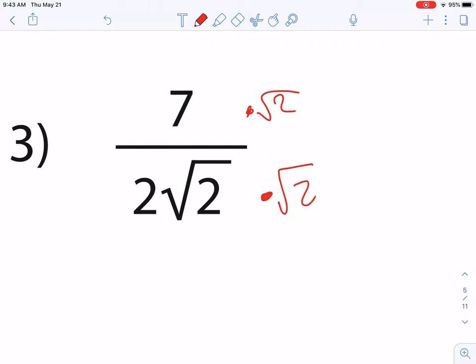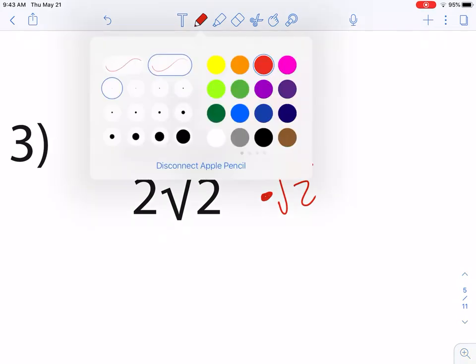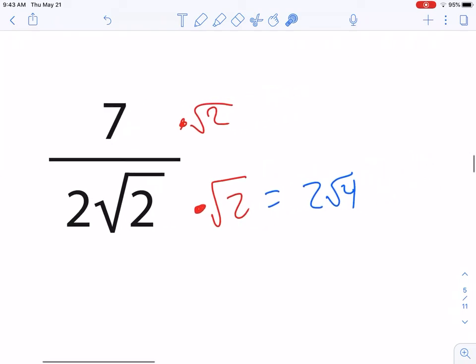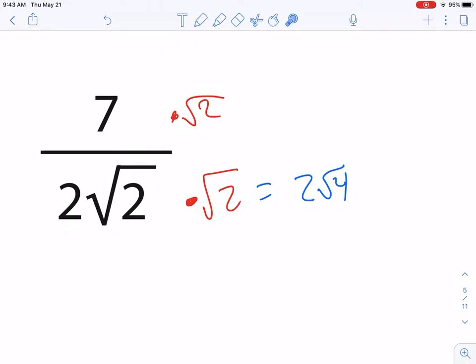Okay, so now this becomes, I'll use blue, 2 square root 4, because the 2 didn't really change, and then 2 times 2, square root 2 times square root 2, is square root 4. We'll simplify that in just a moment. And then up top, we get just 7 square root 2. And now we're going to deal with this 2 square root 4 thing.